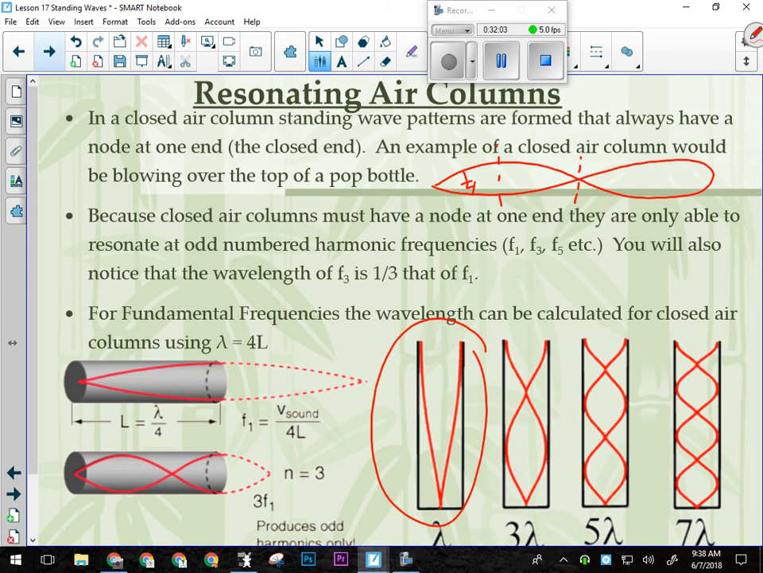Right? If I could use something different, then I would get 3/4 of a wave in here. Okay, or in this case, 1 1/4. Okay, or 1 3/4. Right? It goes up each time.